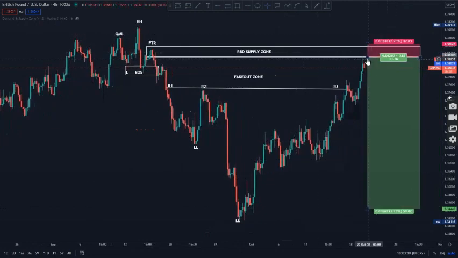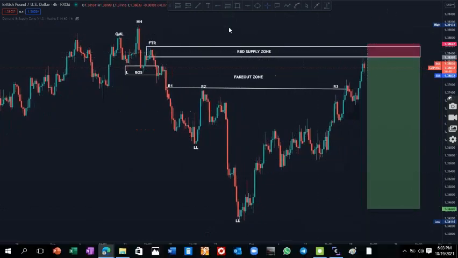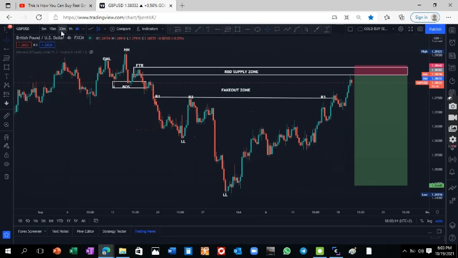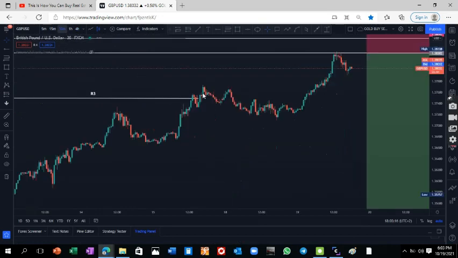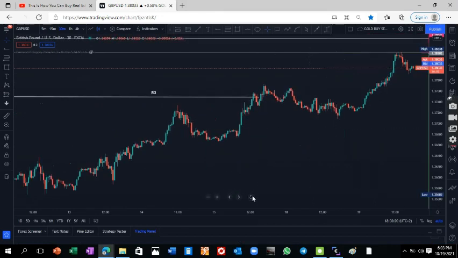Okay, and enter the trade right here after sync. So if you can go to the lower time frame, like probably the 30 minutes, you will actually appreciate it more because we had a lot of wicks at this level.